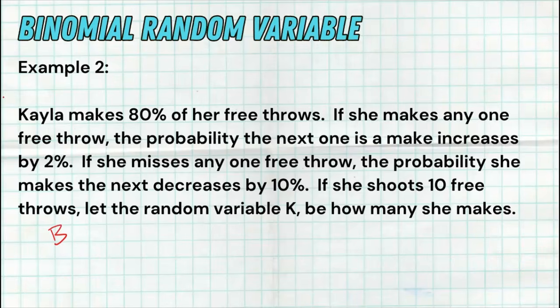Well, first let's check our BITS. B, binary, yes, it either goes in or it goes out. Independent. Do we have independent trials? And that is where we fail because we have some conditional probabilities. If she makes a free throw, it goes up 2%. If she misses a free throw, it goes down 10%. That violates independence. That means what happens on any one trial impacts the next. And that violates the rules for a binomial random variable. This is still a random variable, but it's not going to be a binomial random variable. So sorry, this doesn't meet the requirements. Also failing is the S that stays the same. The probability certainly does not stay the same. We're literally telling you that it's going to change.